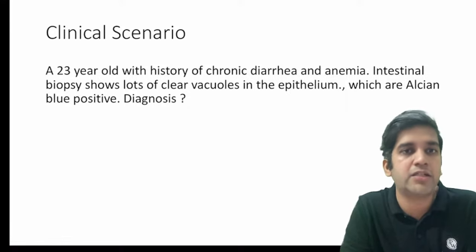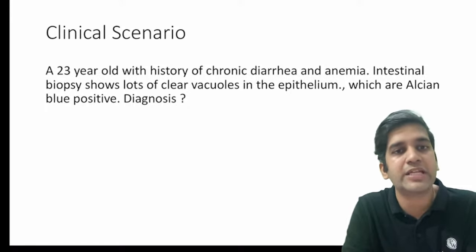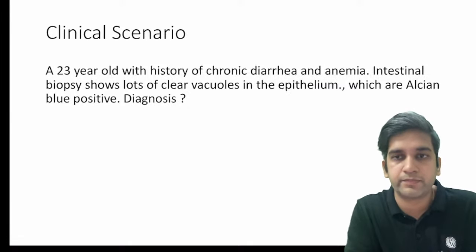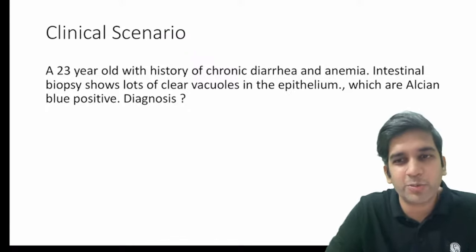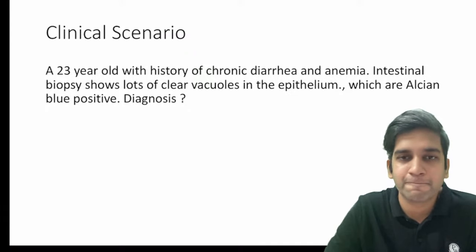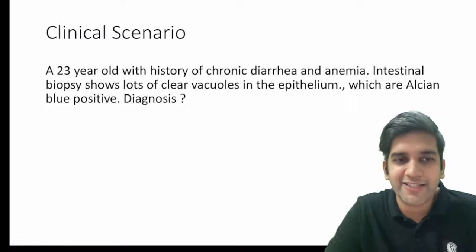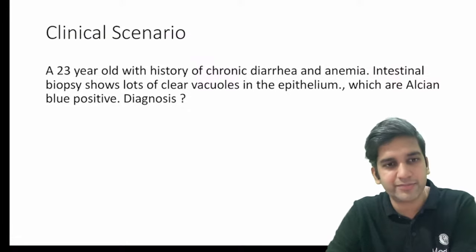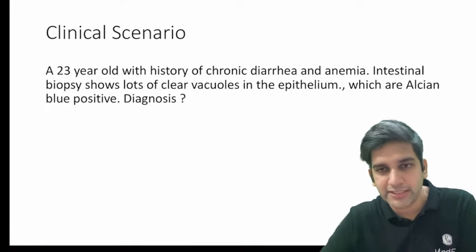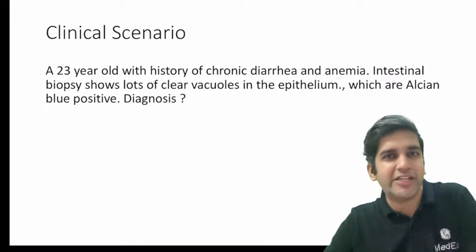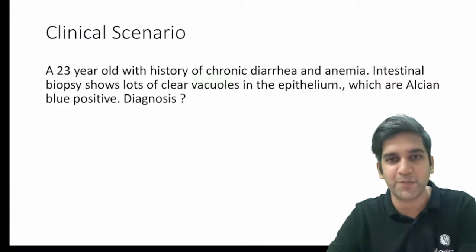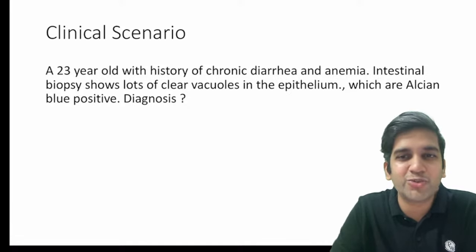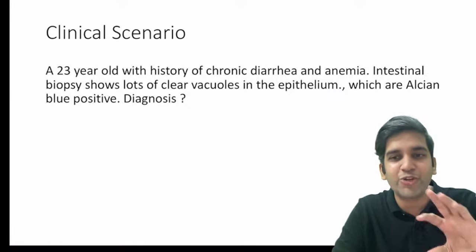Chronic diarrhea, intestinal biopsy shows lots of vacuoles in the epithelium, which are Alcian blue positive. What is it? Let's see how many of you can get this right. Answer? Celiac, Whipple's. Come on, everyone comment. It's completely fine. Let's see what the answer is, because the answer is something very simple. It's just for a googly or a doosra here. I'm keeping it so that you think about this also.